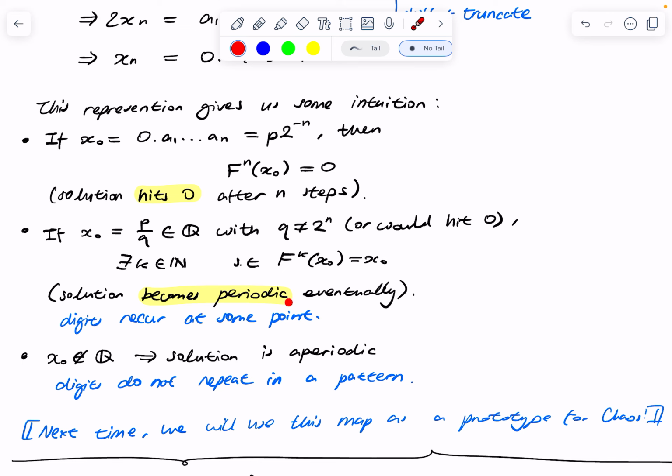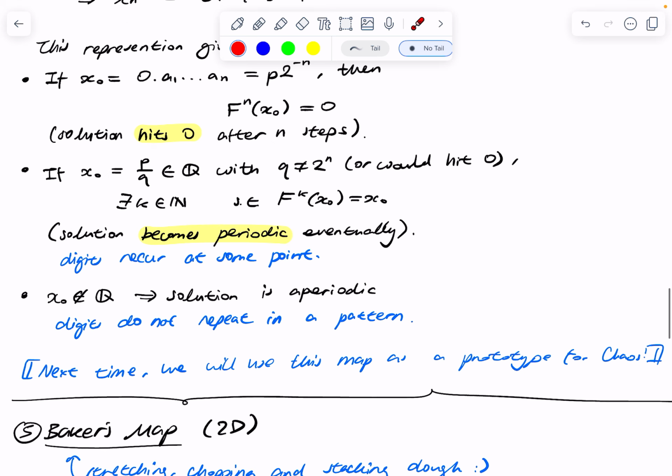We can think of this as: if a number is rational, say in base 10, which also applies to binary, the sequence of digits is going to recur at some point down the decimal expansion. When we get to that recurring point, we're going to keep shifting it, and say the decimal expansion recurs after 5 digits, then it's going to have a periodic solution with period 5. And the last thing is, if x naught is not rational, then the solution is aperiodic, and I think that's quite obvious. The digits don't repeat in a pattern, so we're not going to return to the same x naught.